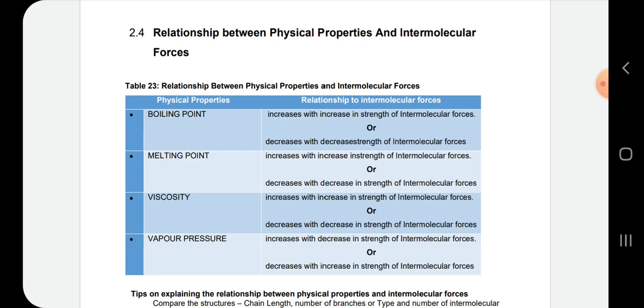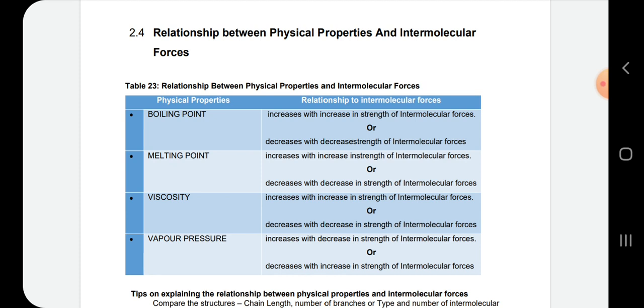The melting point increases with increased strength of intermolecular forces, or decreases with decrease in strength of intermolecular forces. So if the strength of the intermolecular forces decreases, then the melting point will decrease as well. Viscosity increases with increase in strength of intermolecular forces, or decreases with decrease in strength. So the viscosity will change depending on the strength of the intermolecular forces, whether it's London, dipole, or hydrogen bonds.